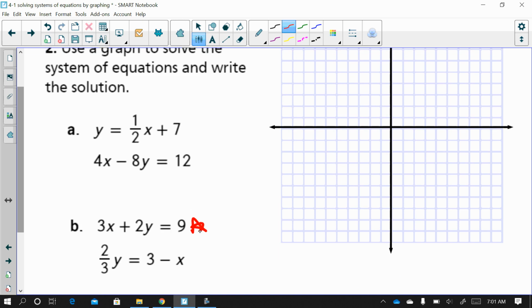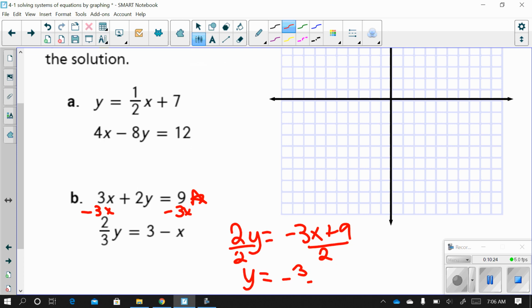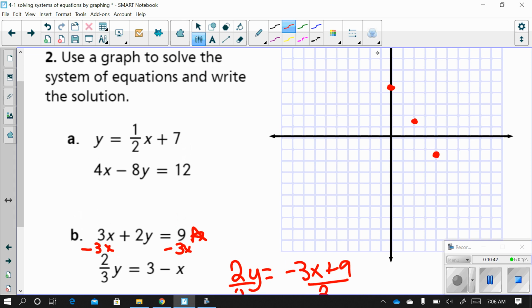I'll do my first line in red. We don't like that, so subtract 3x. So we get 2y equals negative 3x plus 9. Divide everything by 2. We get y equals negative 3 halves x plus 4.5. So if I start graphing at 4.5, I go down 3 over 2, down 3 over 2, or I can go up 3 over 2. Okay, connect my dots.